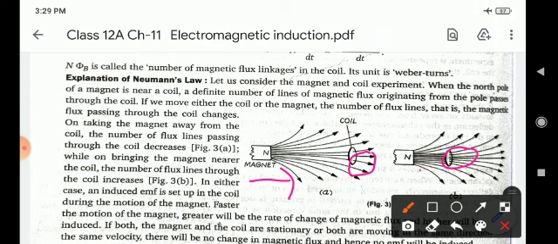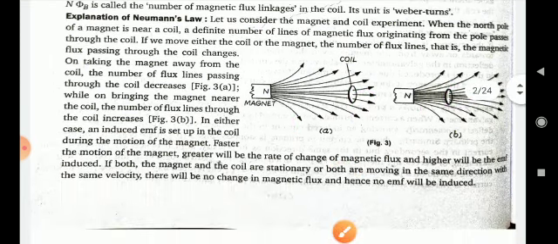Children, according to Neumann's law, in either case an induced EMF is set up in the coil during the motion of the magnet. The faster the motion of the magnet, the greater will be the rate of change of magnetic flux and the higher will be the EMF induced. If both the magnet and the coil are stationary, or both are moving in the same direction with the same velocity, there will be no change in magnetic flux and hence no EMF will be induced.